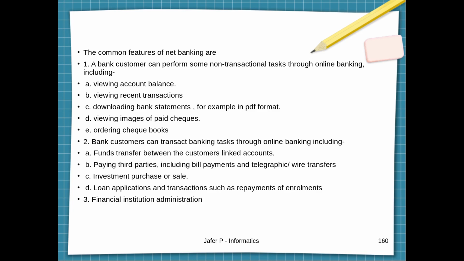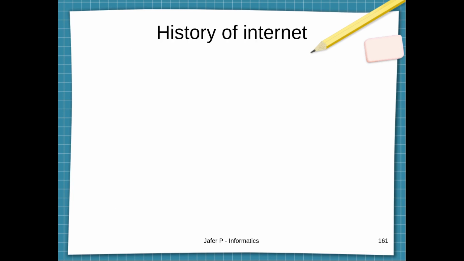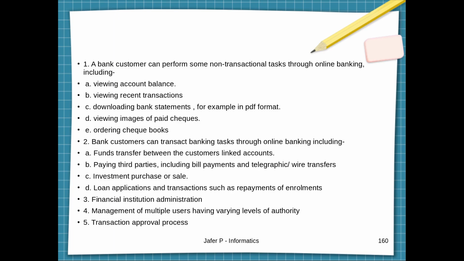Okay. And the third feature is financial institution administration. The financial institution can administrate, they can control the website, they can control the account holders' details, right? Fourth feature is management of multiple users having varying levels of authority. That is also being done by the financial institution. They can manage multiple users having different kinds of authority, right? Then fifth is the transaction approval process. The transaction approval process also can be done. So these are called net banking, right?